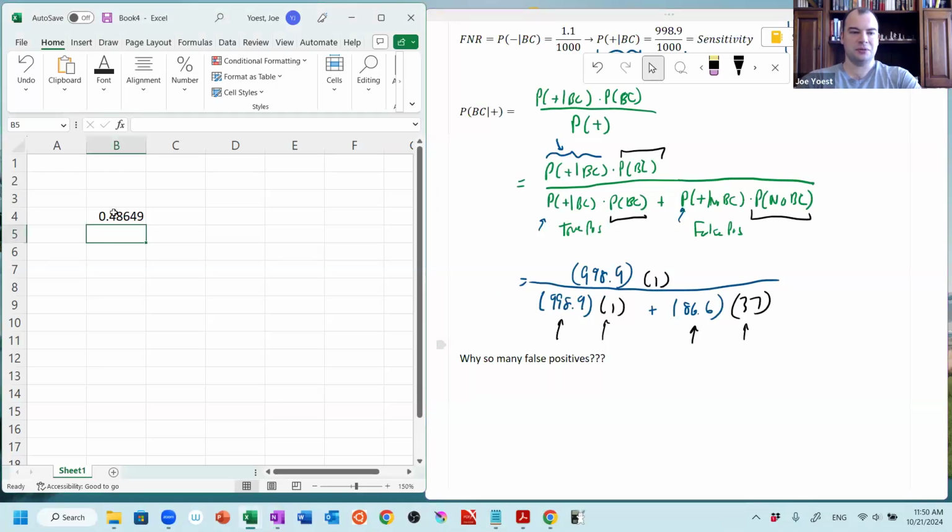And if I compute this, what do I get? Equals, I have a numerator, 998.9, divided by my denominator. Better put this in parentheses: 998.9 times (1 plus 86.6 times 37). And the parentheses, that looks good, gives me about 24%.